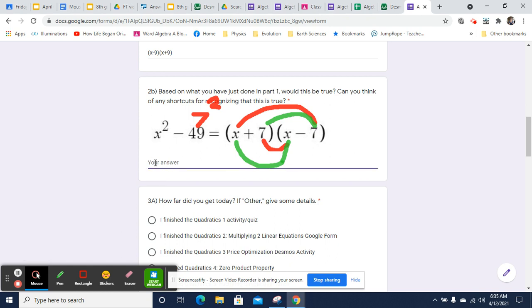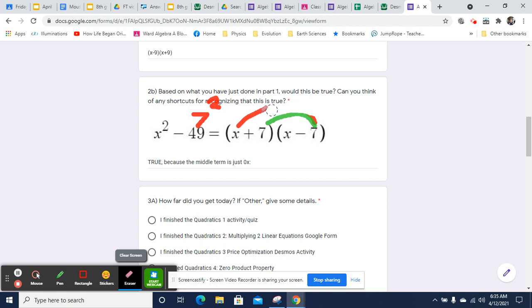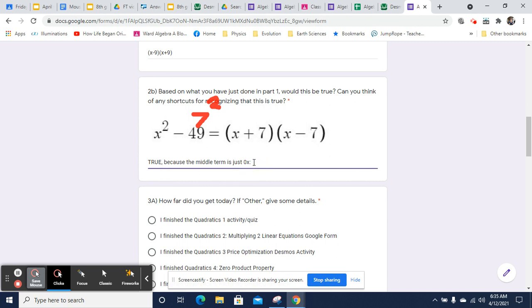So true, because the middle term is just 0x. So it's 0x, or negative 7x plus 7x. The middle term cancels out.